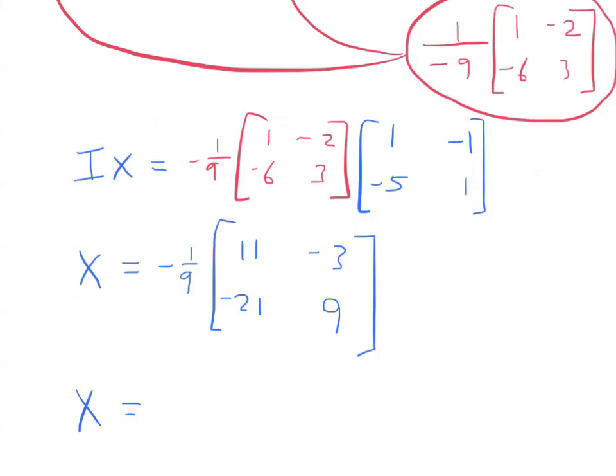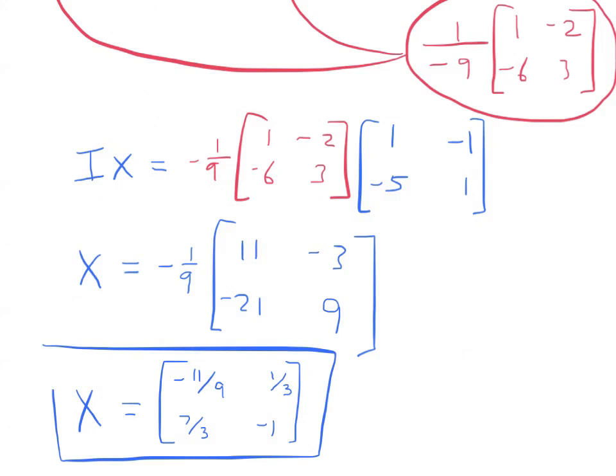So then the last step we take is to distribute that 1/9 in. And again, you could leave your answer like that, but it's nice to distribute it in. Negative 11/9. This is 1/3. This one down here would be positive 21 over 9, but that'll reduce to 7/3. And this last one down in the corner is negative 1. I suppose they're all in corners, but, you know, whatever.